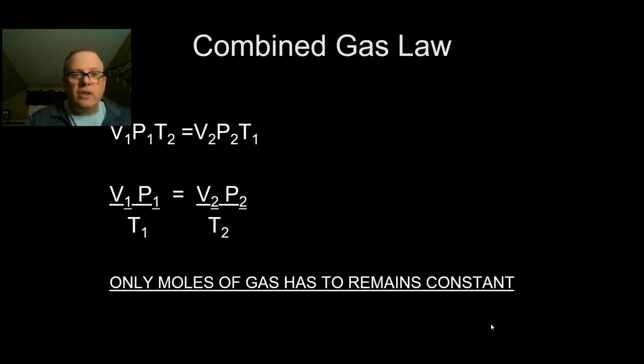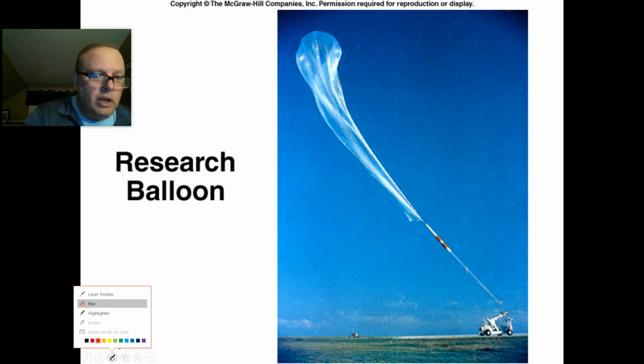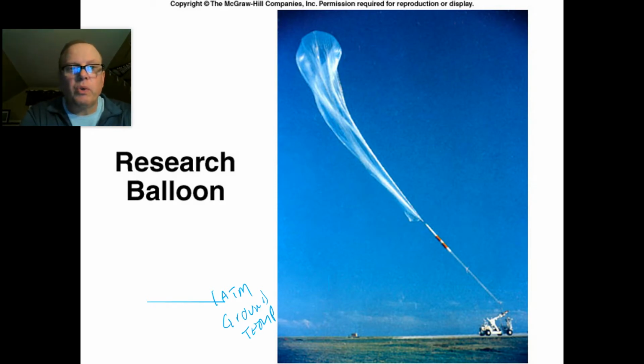Now, the combined gas law is really great in situations like this. Here we have a research balloon, and this balloon is going to ascend way up in the air. Right now it's at around 1 atmosphere of pressure because it's at ground level. So its temperature is whatever the ground temperature is. Say it's a nice day outside today, about low 20s Celsius by this afternoon, 293 Kelvin.